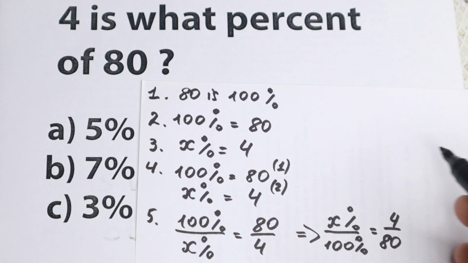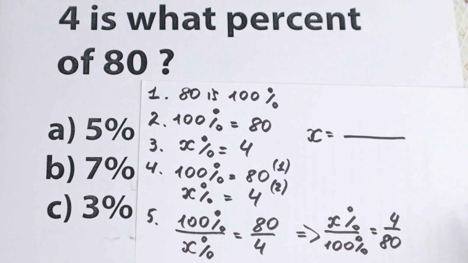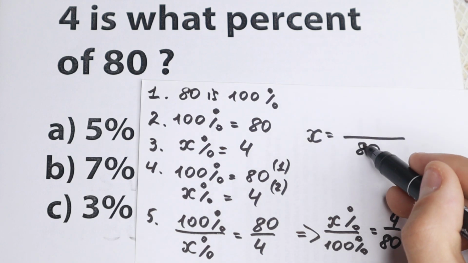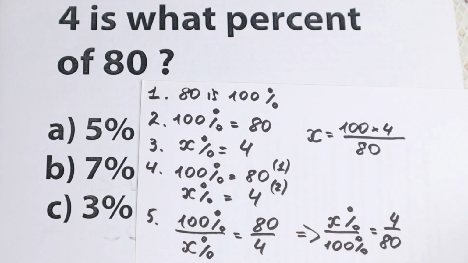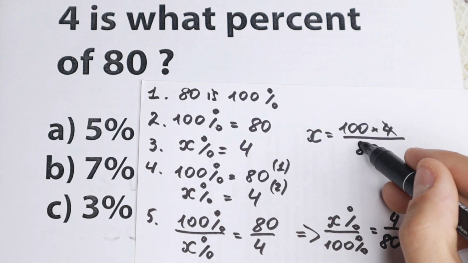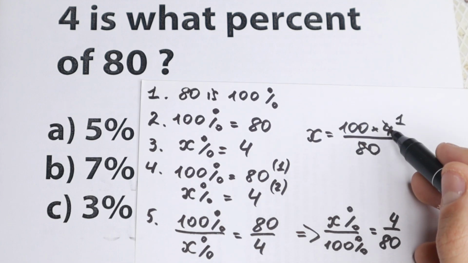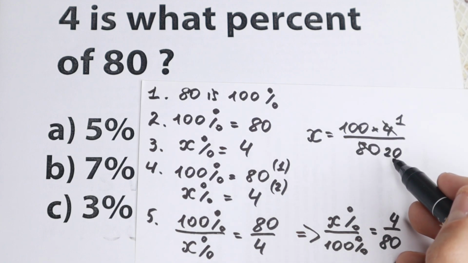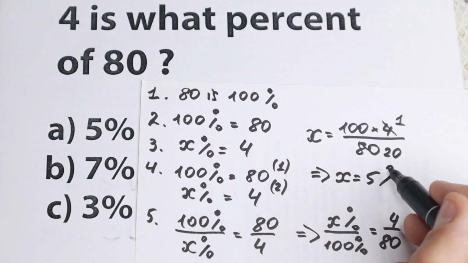Okay, let's find our x. How can we find it? Of course, x equals a fraction, with 80 in the denominator and 100 times 4 in the numerator. As a result, taking a look at the solving, 4 and 80 we can easily cancel by dividing by 4. So we have 1 on top, and 80 divided by 4 equals 20. Then 100 over 20 equals 5. So from here, x equals 5%.